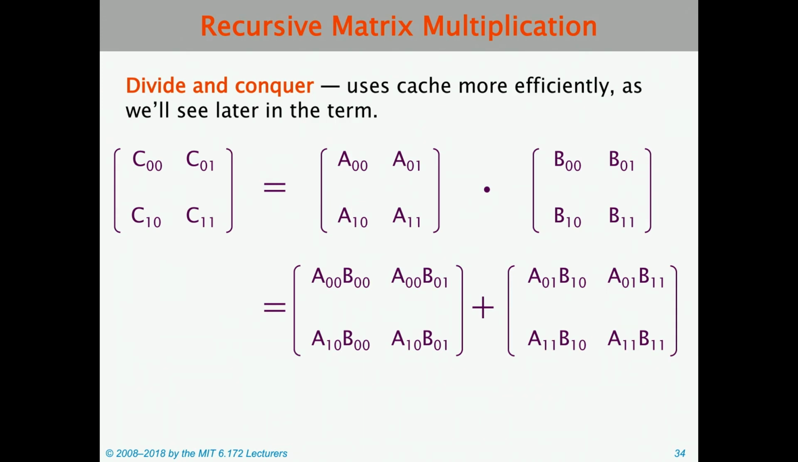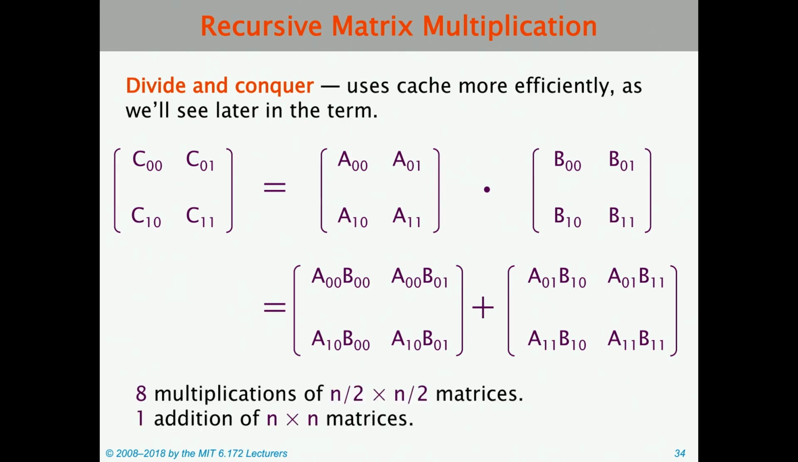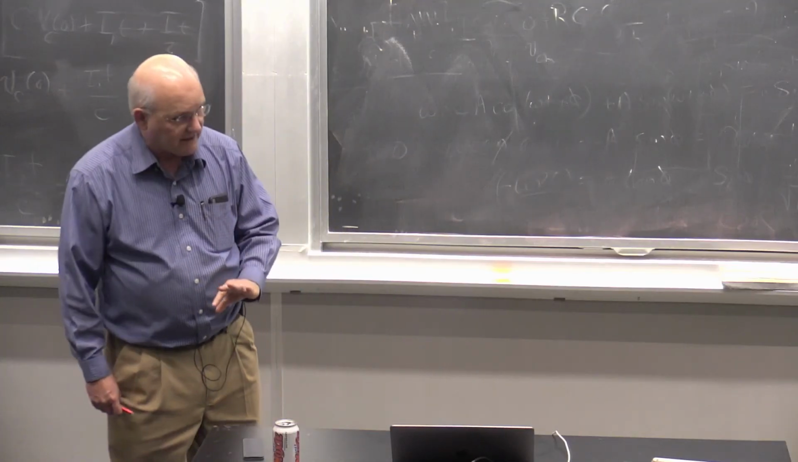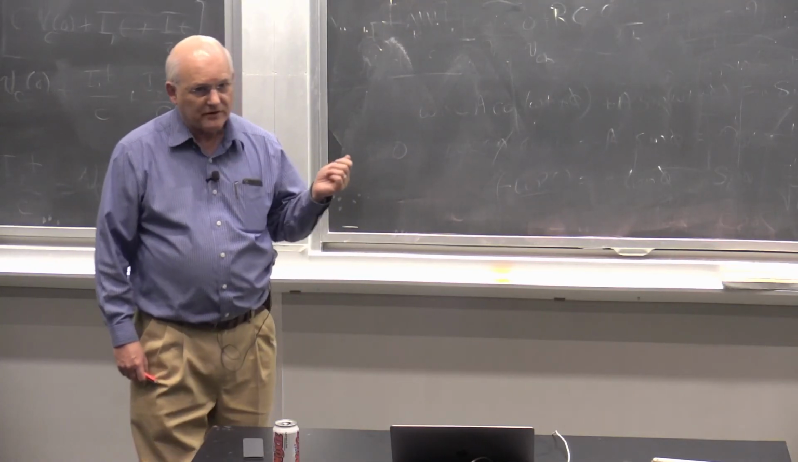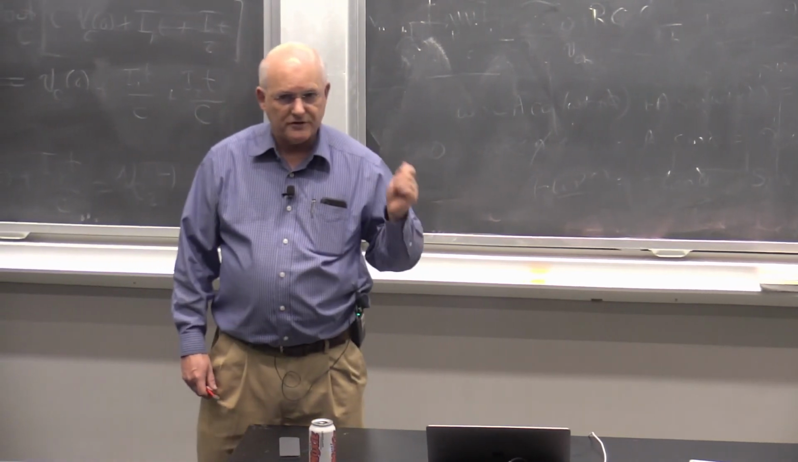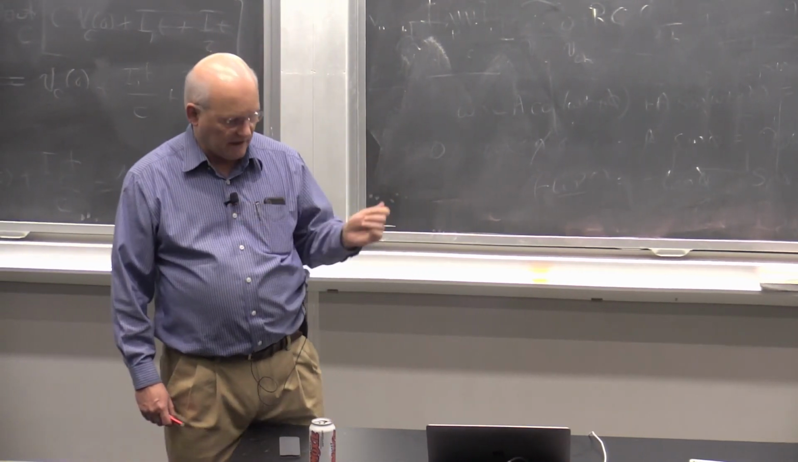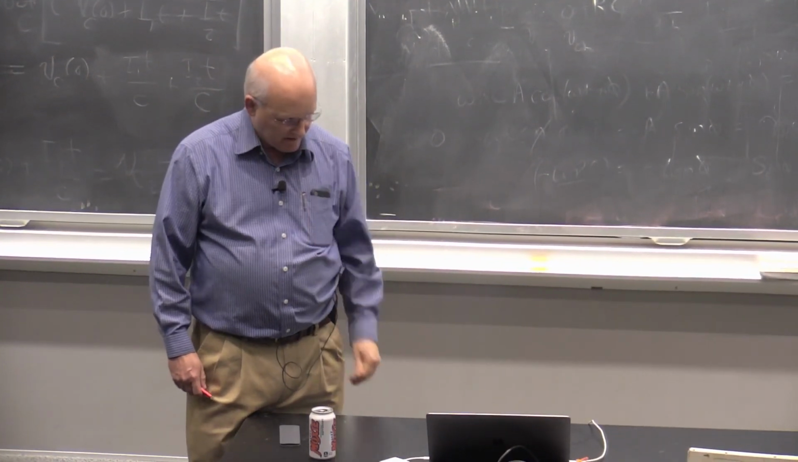So the idea here is I can multiply 2 n by n matrices by doing 8 multiplications of n over 2 by n over 2 matrices, and then add 2 n by n matrices. Okay? So when we start talking matrices, this is a little bit of a diversion from the algorithms, but it's so important because representation of matrices is one of the things that gets people into trouble when they're doing any kind of two-dimensional coding and stuff, okay?